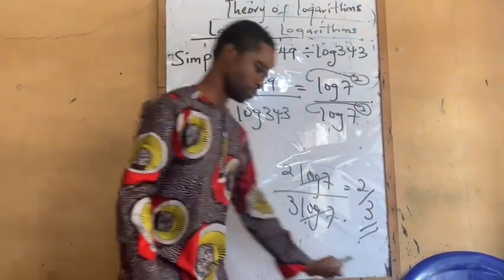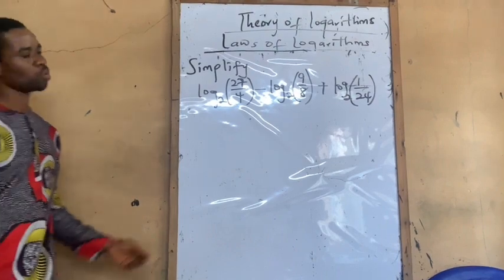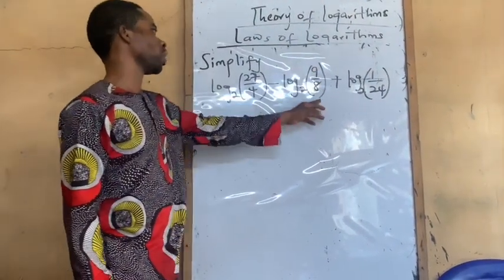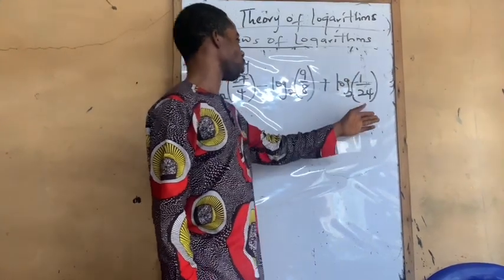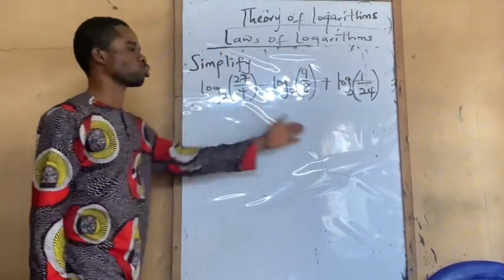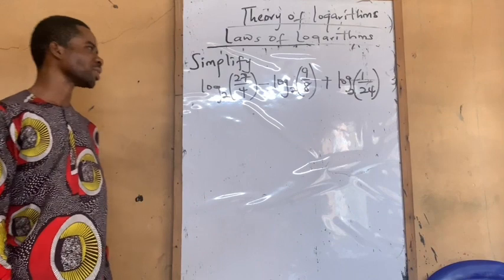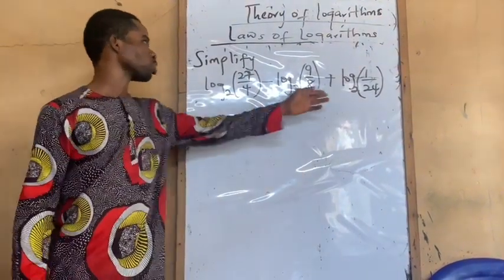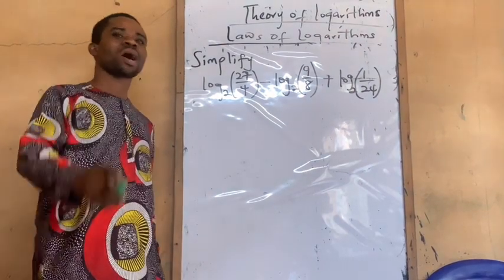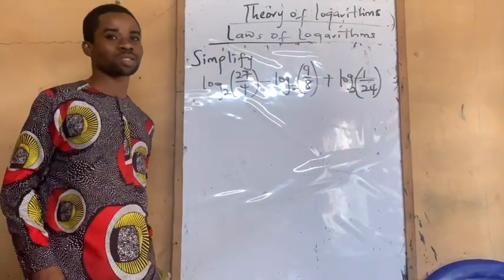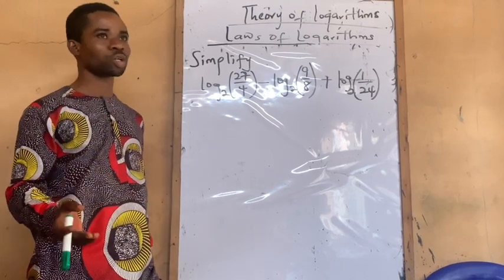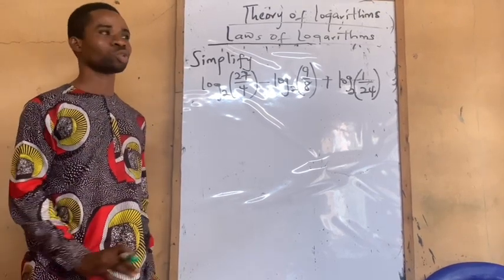Now let's go to another one. Look at this. They say simplify log 27 over 4 minus log 9 over 8 plus log 1 over 24. All of them are in the same base 2. Now, you know that minus in logarithms will change to division, and plus will change to multiplication. And in your mathematics, when you have divisions and multiplications, you can do them together according to the law of BODMAS.